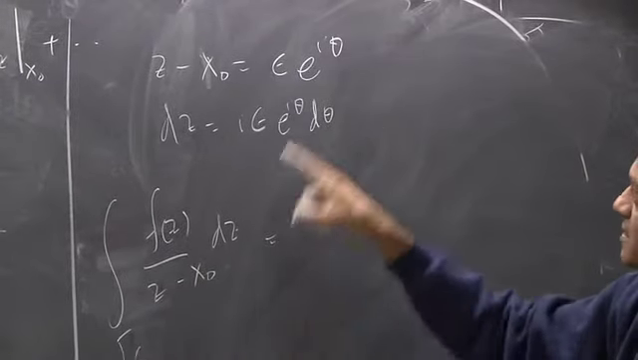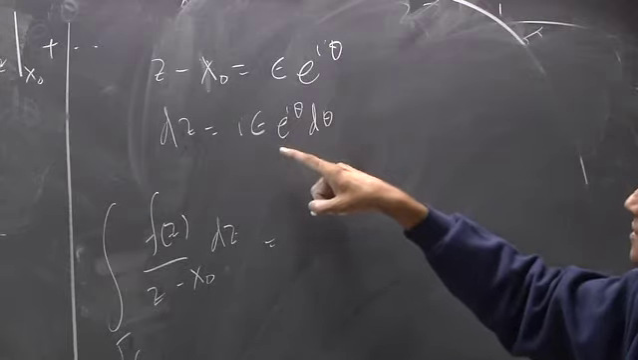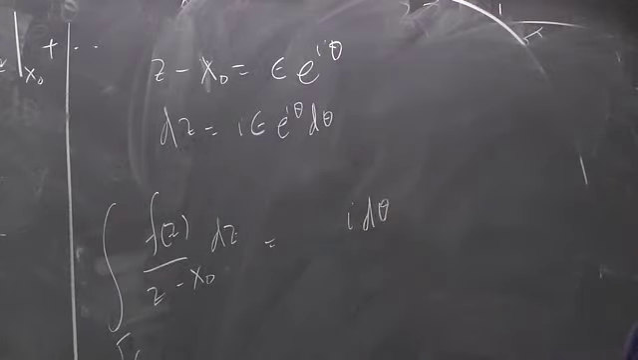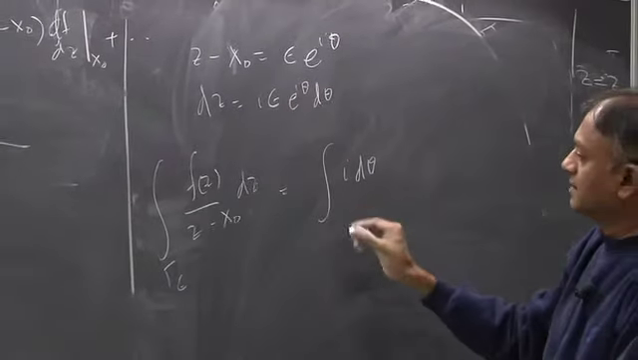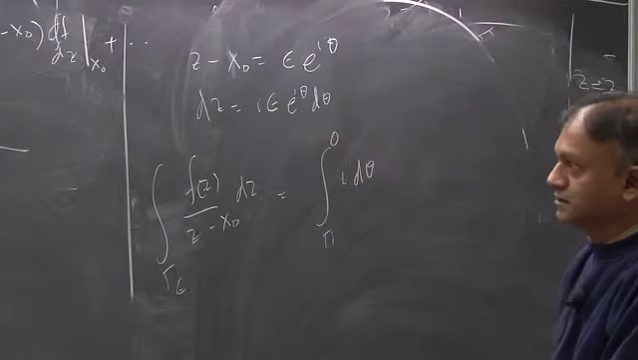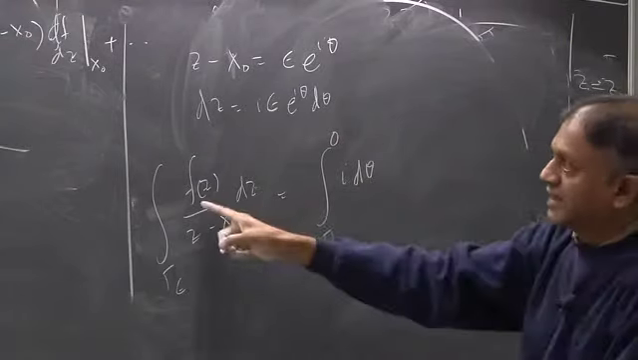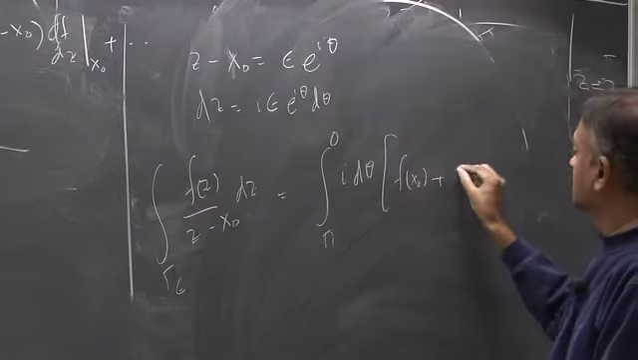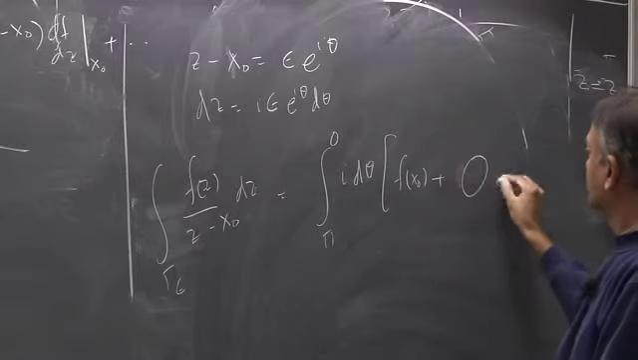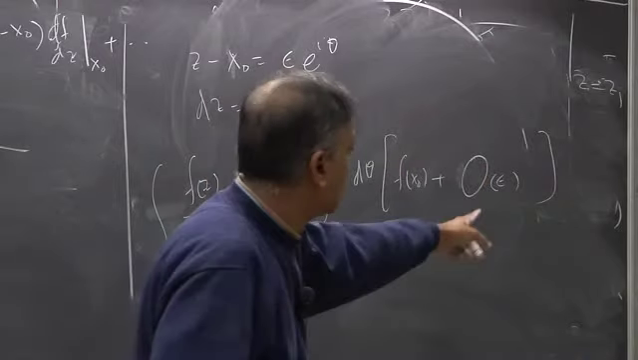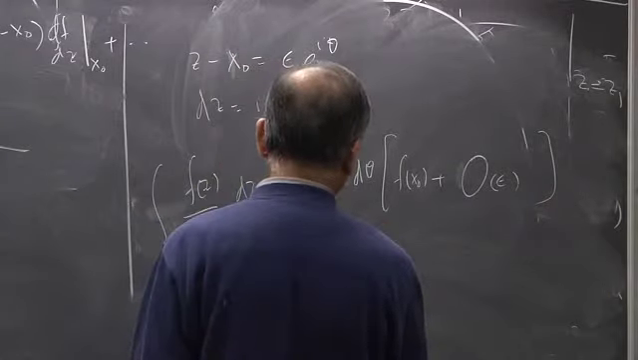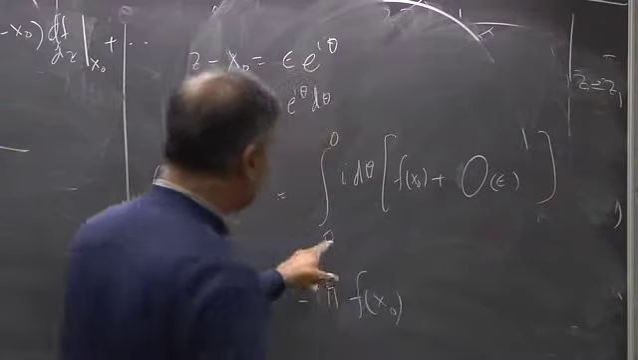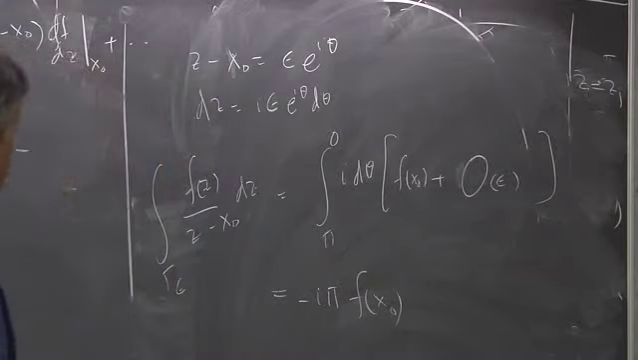z minus x naught is that, dz is this. So the ratio of these two gives you i d theta. Epsilon e to the i theta cancels, so you just get i d theta. And the integral is from pi to 0. And then the f of z, which is f of x naught plus z minus x naught, which is i epsilon, plus order epsilon. All this will go away in the limit epsilon goes to 0. So the leading term is just that. So this integral simply gives me minus i pi f of x naught, minus because the integral is from pi to 0. So this part of the integral we already know. It is minus i pi f of x naught.